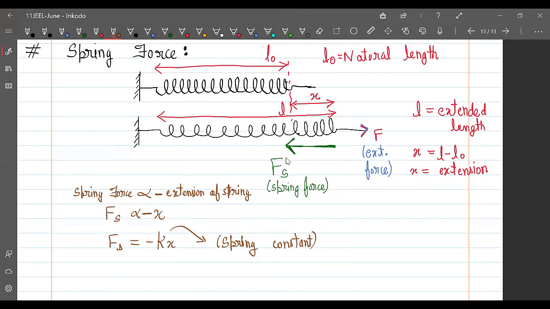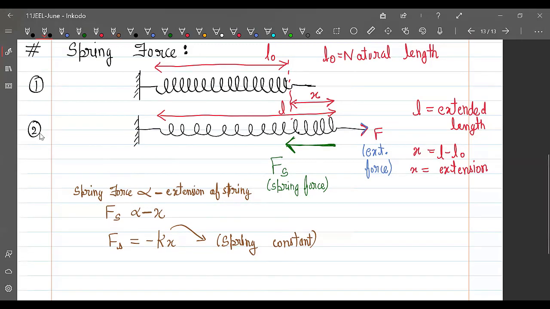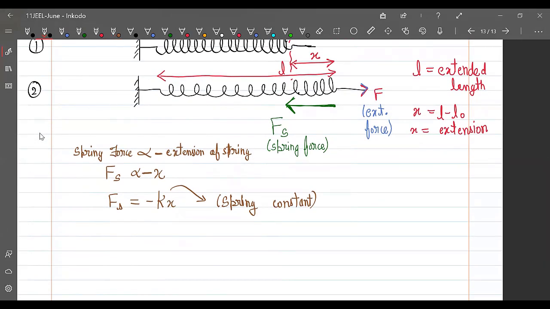So the spring force is opposite to the extension, opposite in the direction where force was applied for extension, and this spring force was a response to the external force. So this is the natural state. This is the state in which the spring was stretched. And we can also have the case in which the spring was compressed.